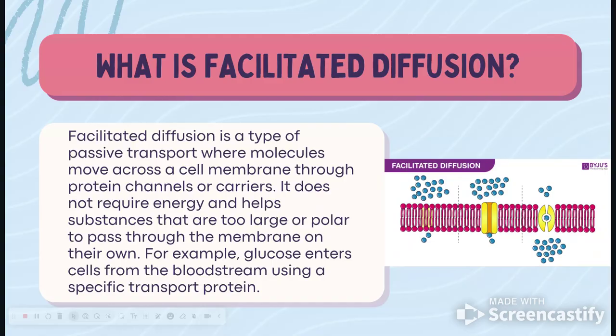Next, we have facilitated diffusion. As I mentioned earlier, facilitated diffusion helps molecules that are too big or polar to cross on their own. These molecules move through protein channels or carriers in the membrane, and no energy is required. Glucose is a good example. It enters the cell using a transport protein.